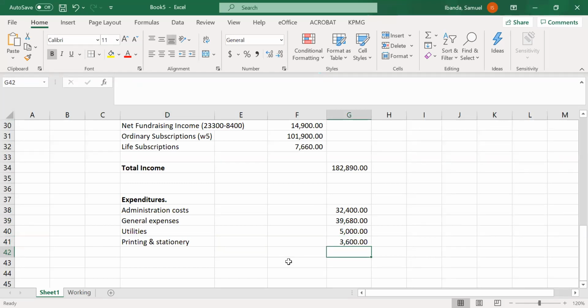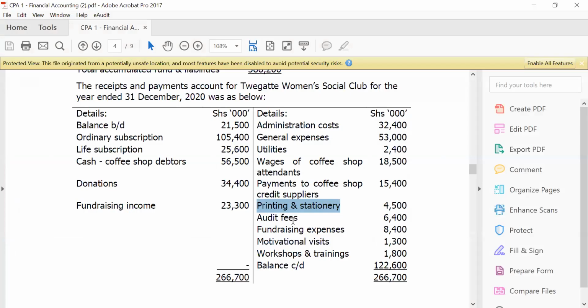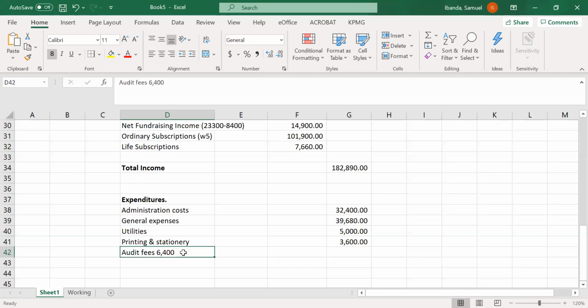And then other than printing and stationery, I also just come here and pick what? And pick my audit fees. Audit fees is 100% for the club. So I'll pick audit fees. I also pick workshop trainings. Now, let me first pick audit fees. So audit fees, it is 6,400. Also relates to the club as a whole.